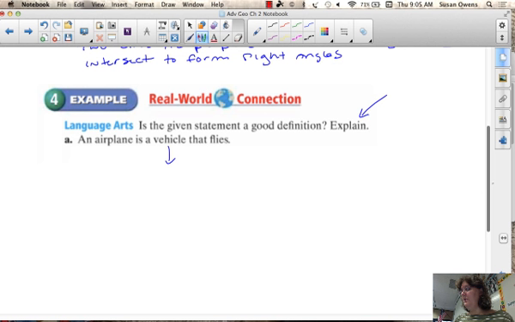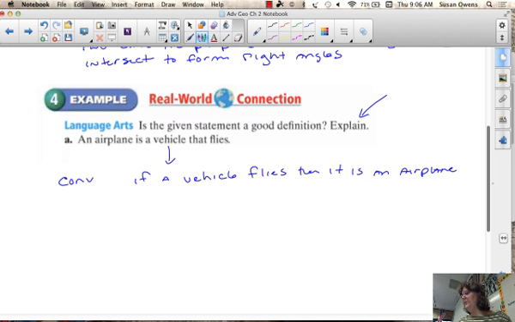So an airplane is a vehicle that flies. The first thing I'm going to do is figure out what the converse is. If something is an airplane, then it flies. The converse would be: if a vehicle flies, then it is an airplane.